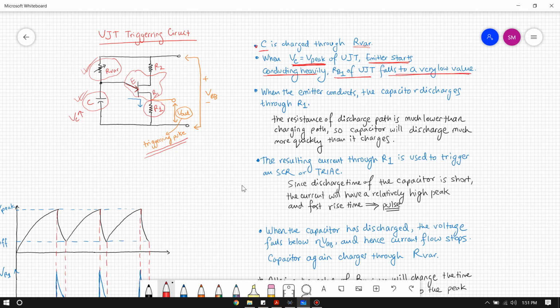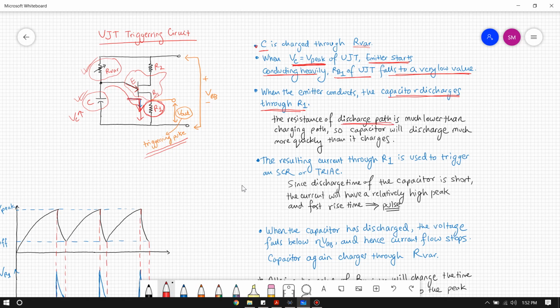And when the emitter starts conducting like this, there will be current flow across here, right? And then the capacitor will discharge through the emitter. The capacitor will start discharging through the emitter, so it will discharge through the resistance R1. One thing you have to keep in mind is the resistance of the discharge path.